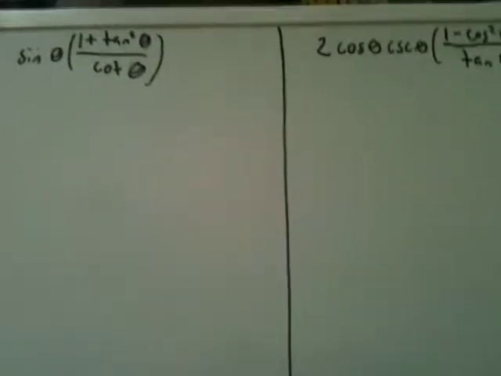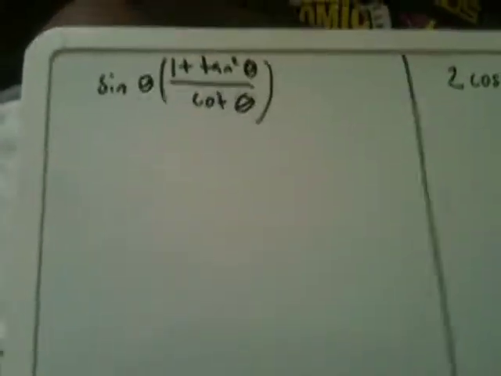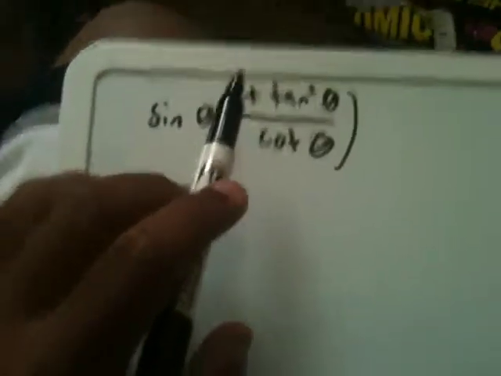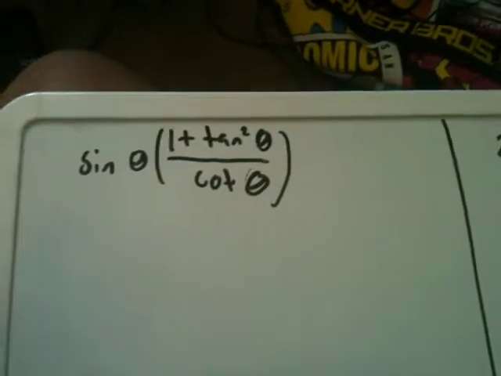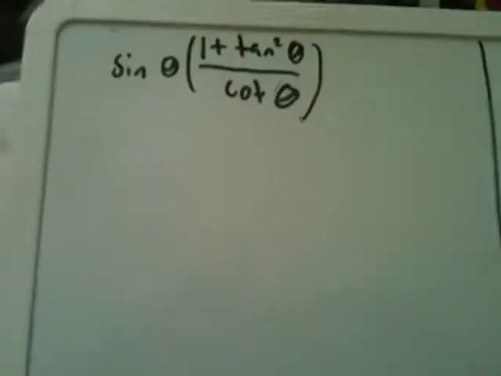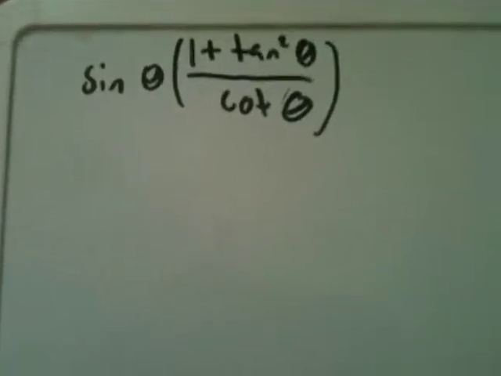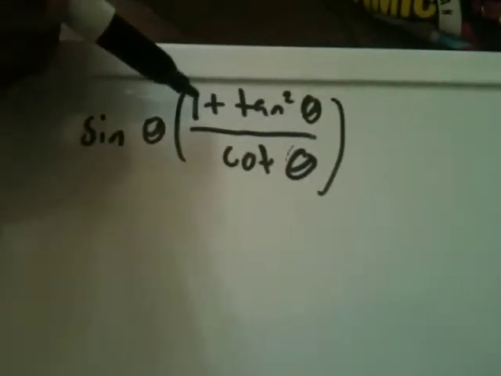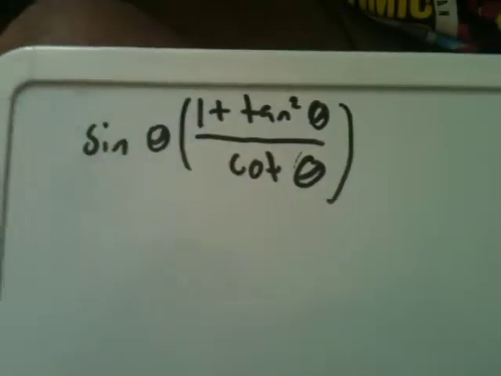I have two problems here, and they require the use of the trig identities to simplify them down as much as possible. So here's the first one. It's the sine of theta times the quantity 1 plus tangent squared of theta over the cotangent. The first thing you want to do is just look at it, see if anything pops out, if there's anything you can simplify right away. And in the numerator here, there's one of the Pythagorean identities right there, 1 plus tangent squared of theta.